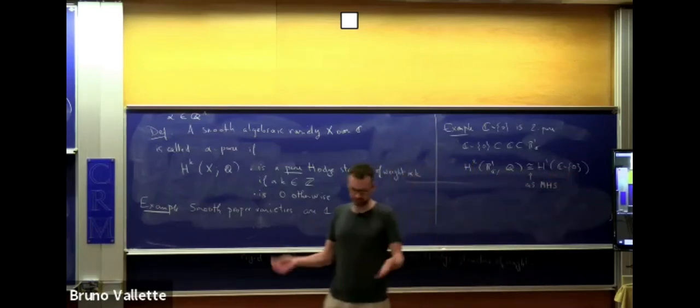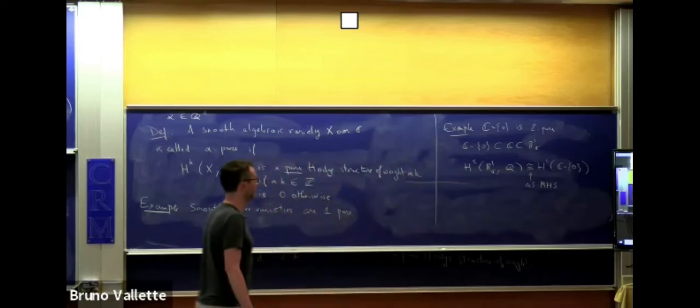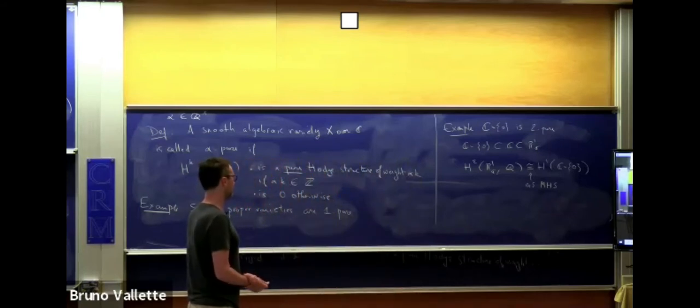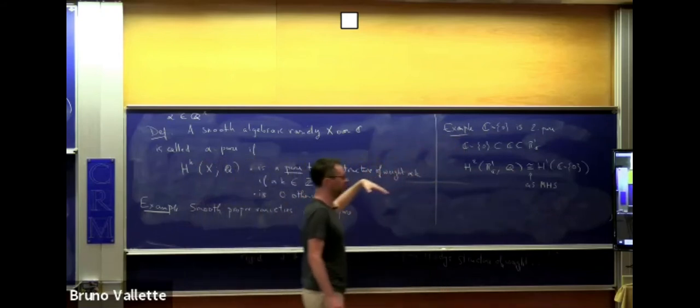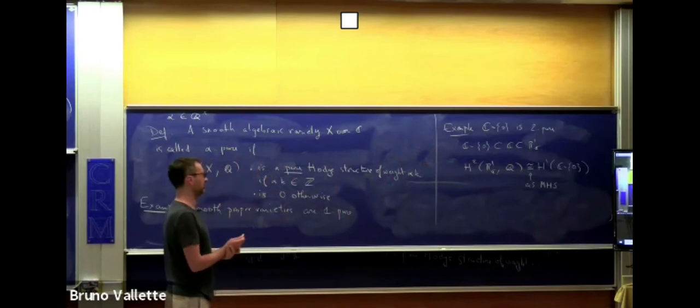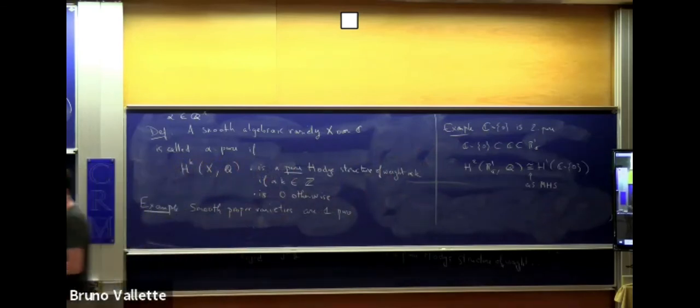And H0 will always be pure of weight 0. So this is 2 pure: you have the cohomology groups H0, which is pure of weight 0, and H1, which is pure of weight 2. But let me give you an example where alpha is not an integer anymore.